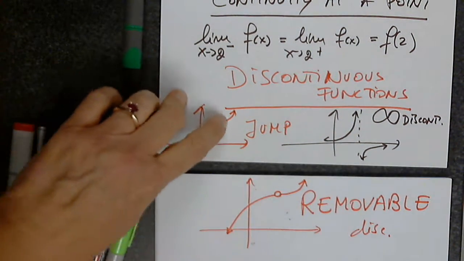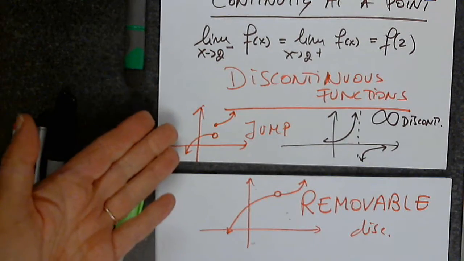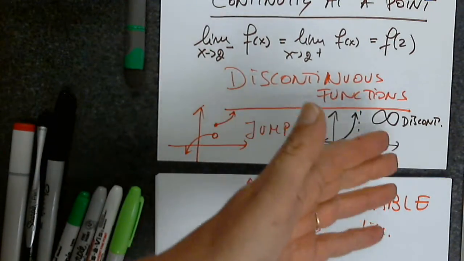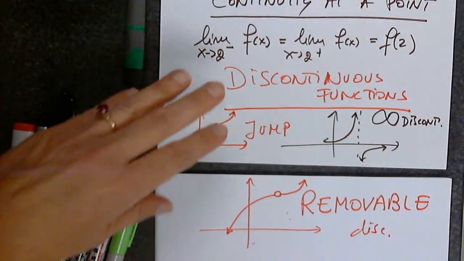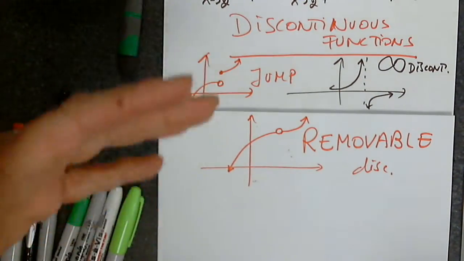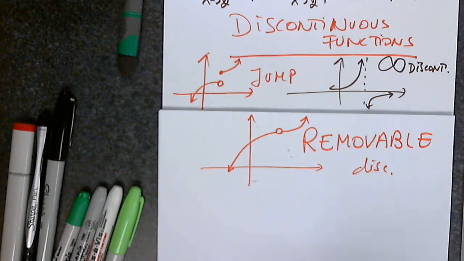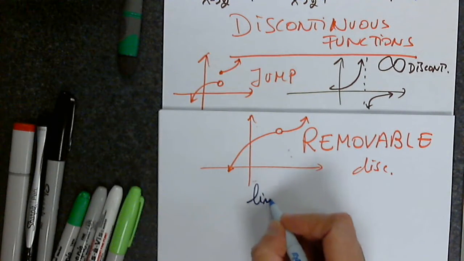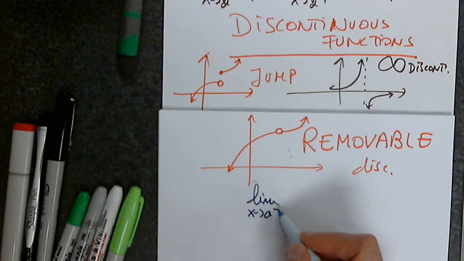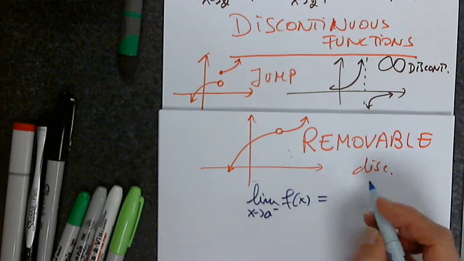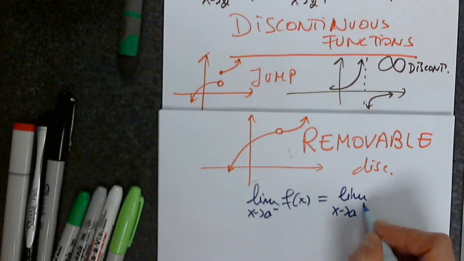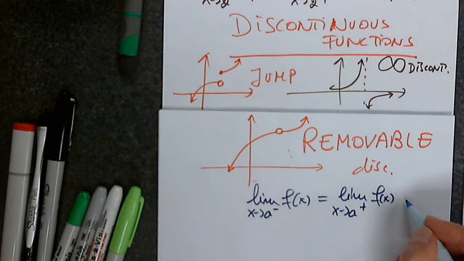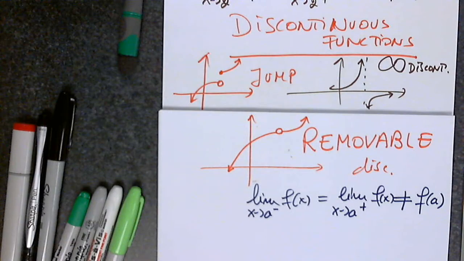Obviously here, the limit from the left and the limit from the right and the function values are not the same. Here, the limit from the left and the limit from the right don't even exist. So it's clearly a discontinuity. It has an infinite discontinuity. Here, what happens is the limit as x approaches a from the left of f of x equals the limit as x approaches a from the right of f of x, but it does not equal f of a. This is a removable discontinuity.